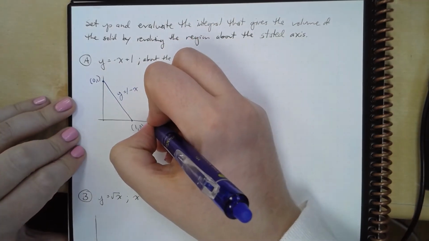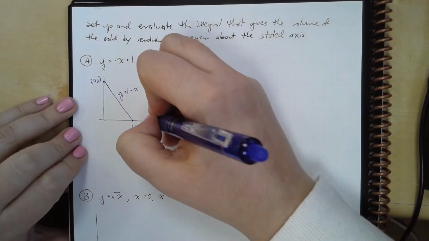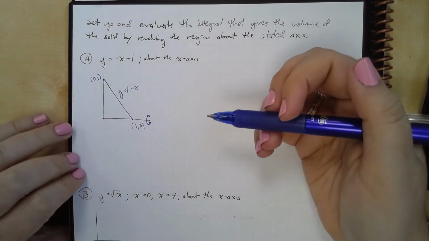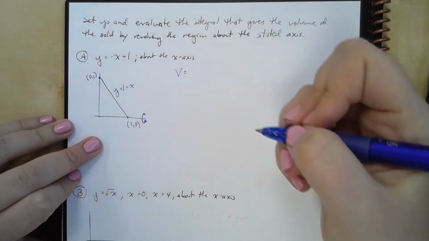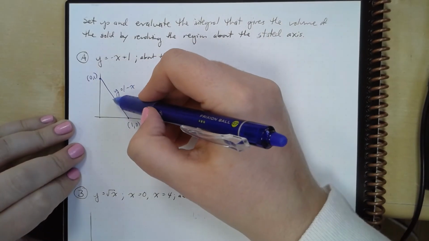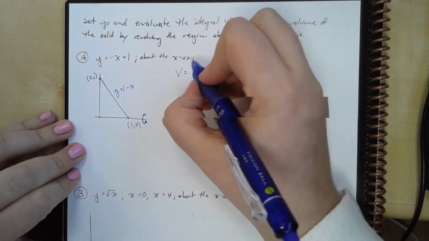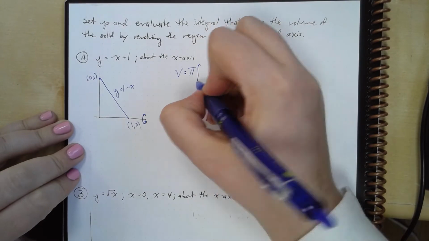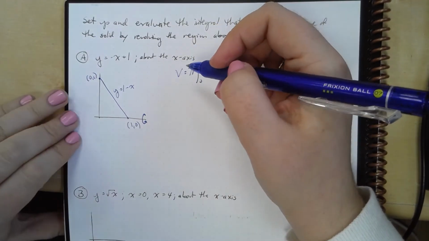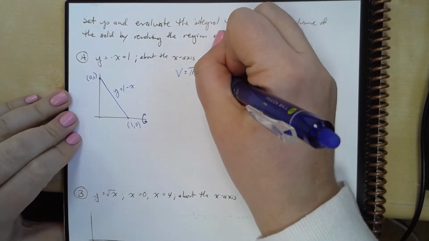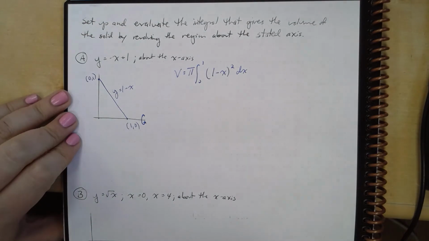So this rotates about the x-axis. I always draw this little kind of curved arrow to remind myself where I'm rotating around. So our volume is going to be equal to, what am I going to have here? Well, if I have a cone, then I'm going to have a disk there. So it's going to be equal to pi times the integral from 0 to 1 of (1 minus x) quantity squared dx, right?